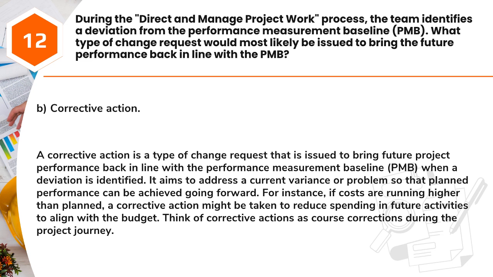Answer: B. Corrective action. A corrective action is a type of change request that is issued to bring future project performance back in line with the Performance Measurement Baseline, PMB, when a deviation is identified. It aims to address a current variance or problem so that planned performance can be achieved going forward. For instance, if costs are running higher than planned, a corrective action might be taken to reduce spending in future activities to align with the budget. Think of corrective actions as course corrections during the project journey.